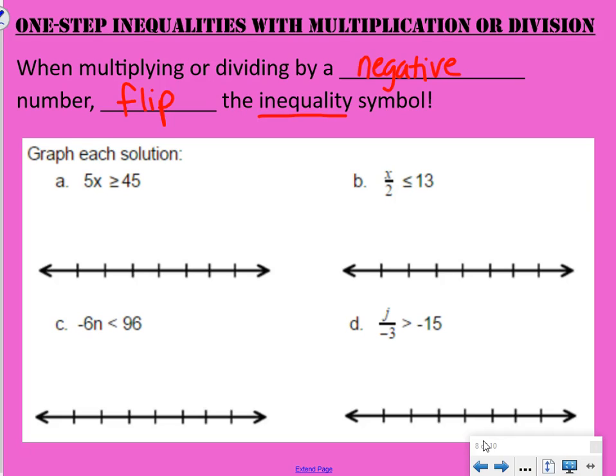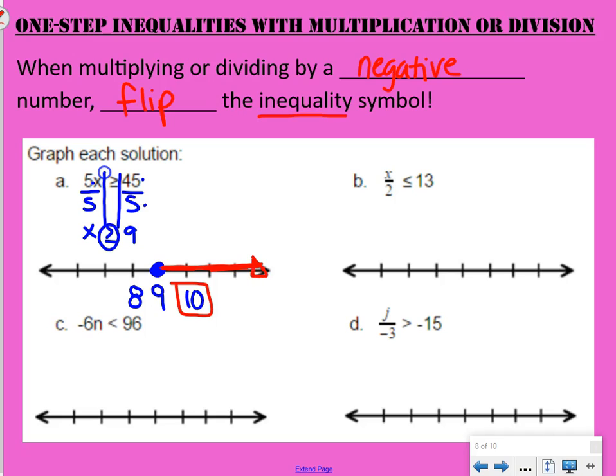5x is greater than or equal to 45. This is multiplication. We want to undo that with division. So we have x is greater than or equal to 45 divided by 5 is 9. Graph the solution. 9 in the middle, 10 on the right, 8 on the left. Greater than or equal to means a closed circle, and we shade in the direction of greater than. 10 is bigger than 9, so we shade in the direction of 10.